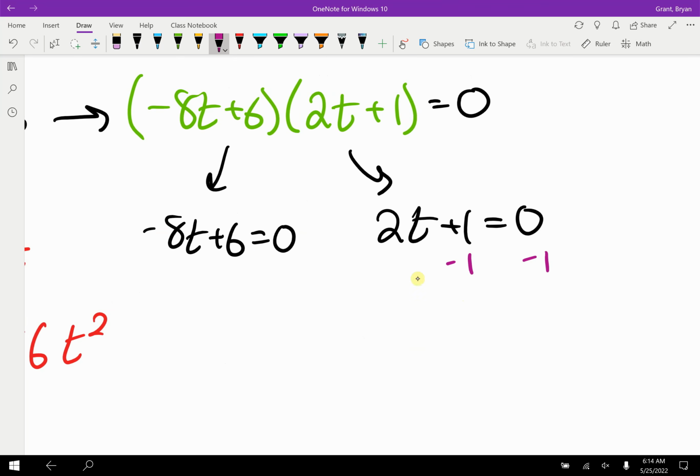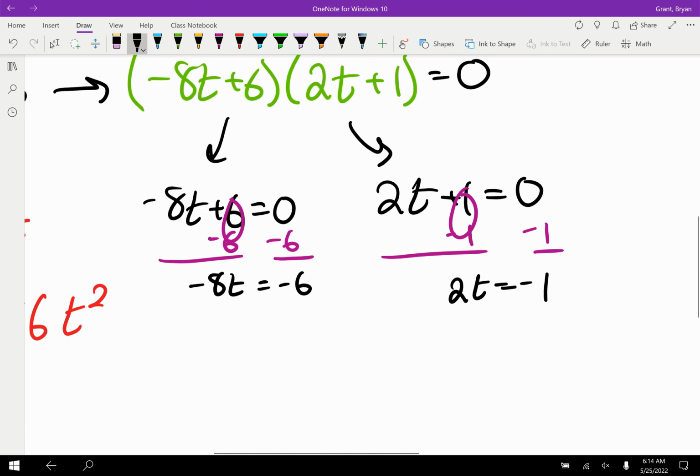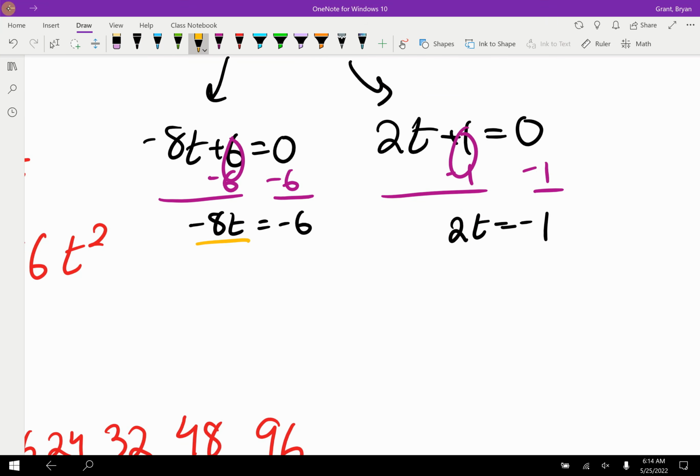I'm going to subtract 1 over here. That leaves me with 2t equal to negative 1. And on this side, of course, we would subtract 6: negative 8t equals negative 6. Not done yet. There's still a number attached to t, so we'll divide off that negative 8, and on this side we'll divide off the 2.